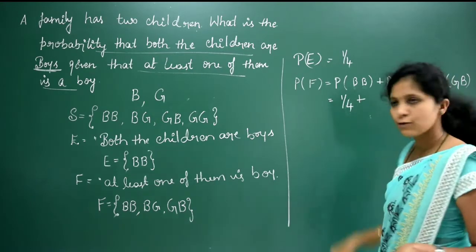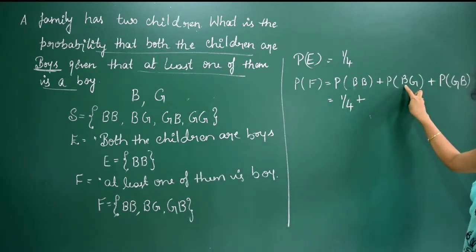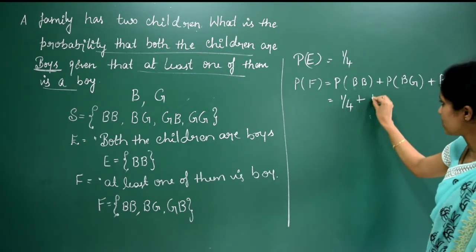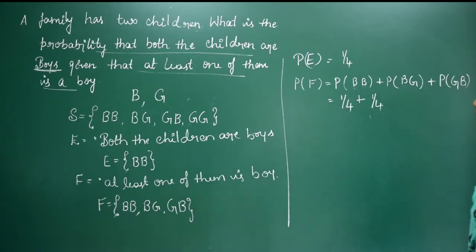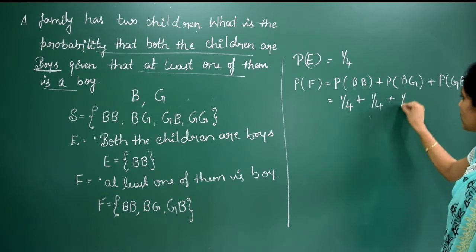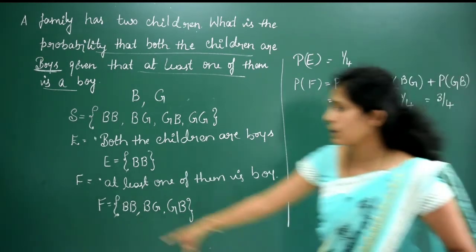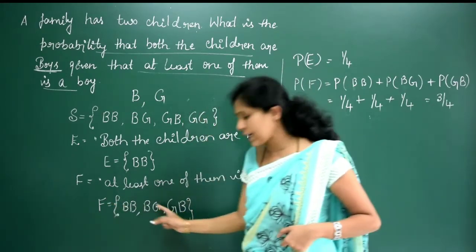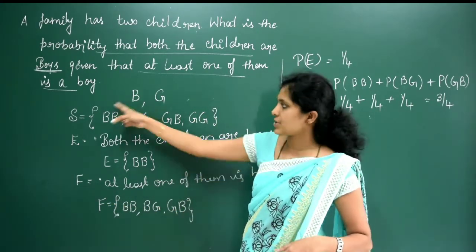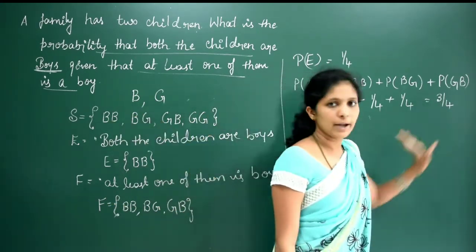And probability of boy, girl: 1 by 2 into 1 by 2, that will be 1 by 4. Plus, here 1 by 2 and 1 by 2, that is 1 by 4. That is equal to 3 by 4. Directly we can write probability of F: here 3 elements are there, and total elements here are 4. It will be equal to 3 by 4.